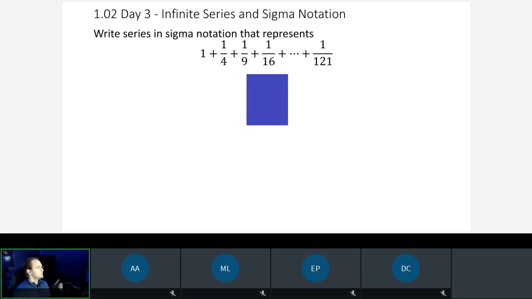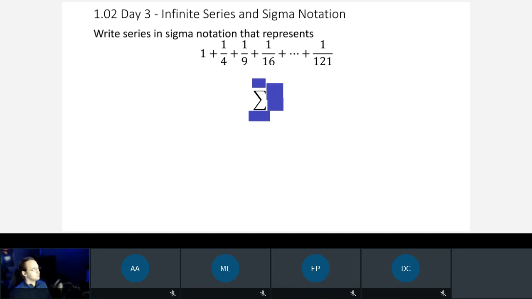Okay, write series and sigma notation that represents this. So you got 1 plus 1/4 plus 1/9 plus 1/16 plus ... up to plus 1 over 121. All right. So we know we have to put the little Greek e, sigma. We know we're starting at n equals 1.